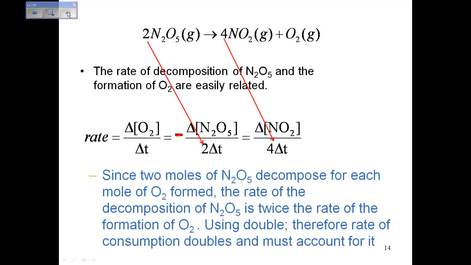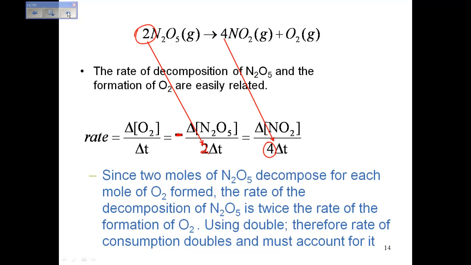Rate is equal to the change in concentration of O2 over change in time. That's only 1 mole of the species. If I want to relate that to the change in concentration of N2O5 over change in time, I have to account that I'm using twice as many moles of N2O5 by putting a 2 in my denominator. It's being used twice as fast, so I have to account for that before I can compare apples and apples. Same thing for NO2, except that it's 4 times as much NO2 being produced as O2. So once again, I have to put that into my equation to get the rates equal on a per mole basis.